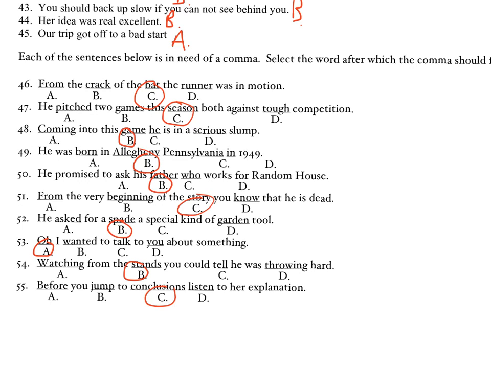Oh, I wanted to talk to you about something. Set off the interjection oh with a comma. When interjections show really strong emotion, we would use an exclamation point, but this is kind of mild, so oh, comma, I wanted to talk to you about something.